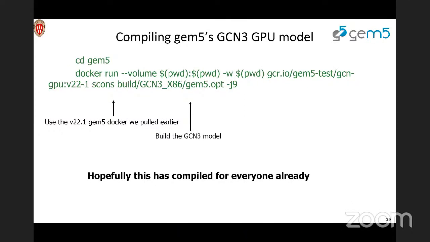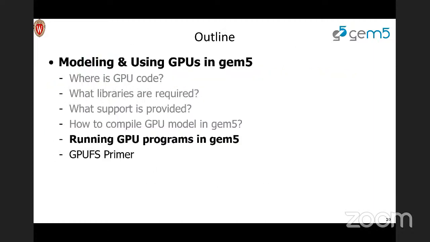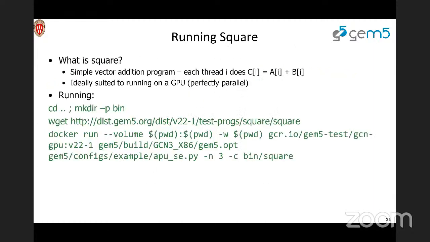I know folks said that they had some problems pulling the Docker, so I'll just show on my screen what's happening as we go forward. The first thing I tell someone to use if they're interested in using the GPU model is to run this benchmark that we call Square.